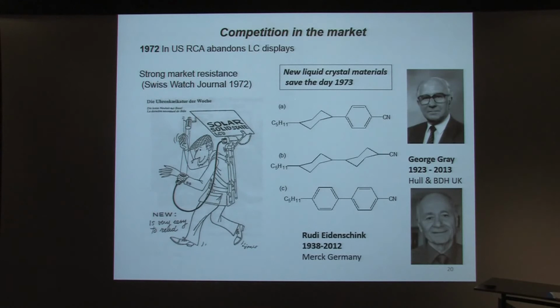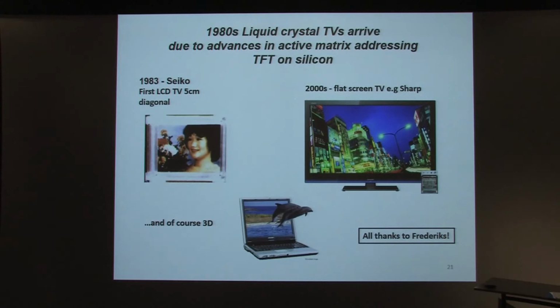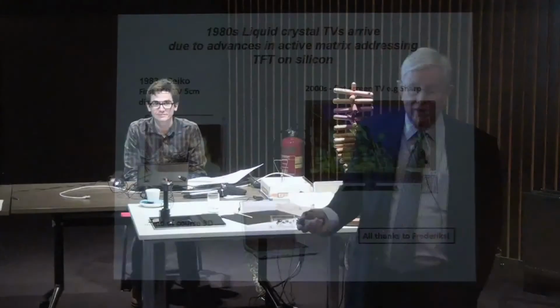Right, next slide, please. The rest, as I say, is history, at least in the display business. The first liquid crystal TV was produced in 1983 by Seiko. That's 5 centimetre diameter there. And then it went on to produce these very big, fancy, high-definition screens. And here's a mock-up of a 3D glasses-free laptop, which I've actually seen but didn't have available to demonstrate. It doesn't look quite as dramatic as that, but the liquid crystal technology will go on.